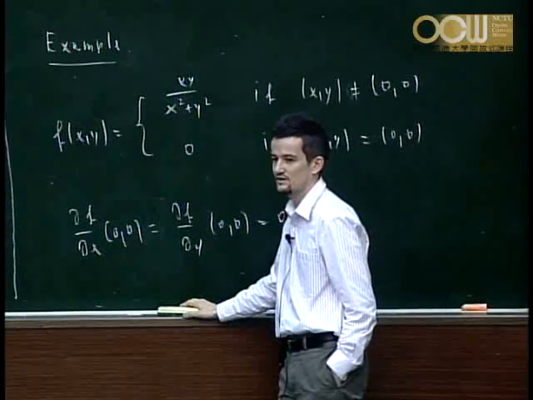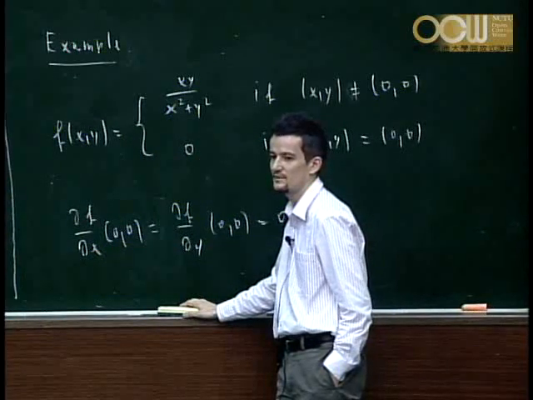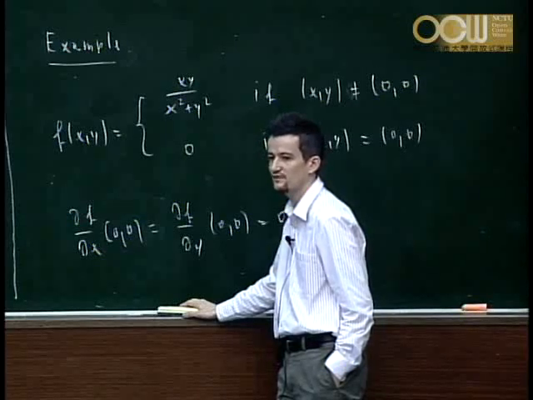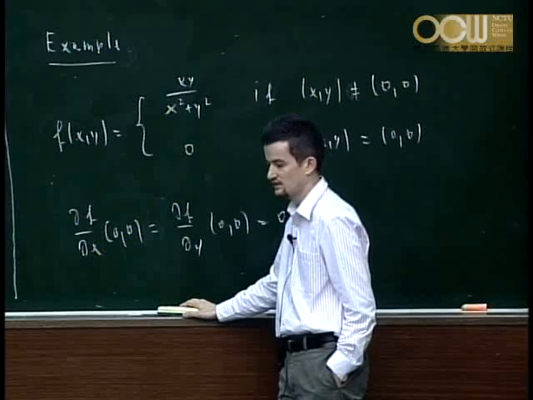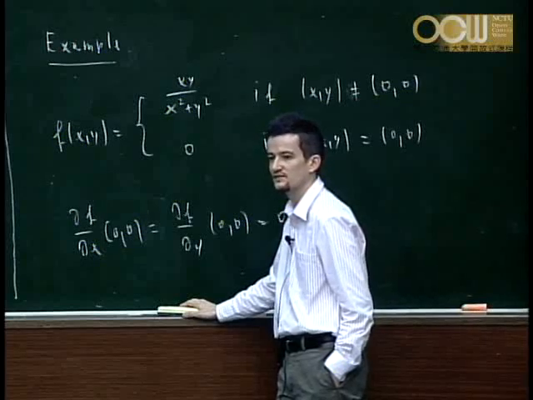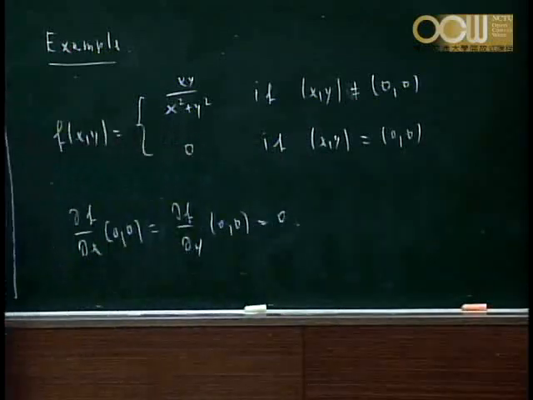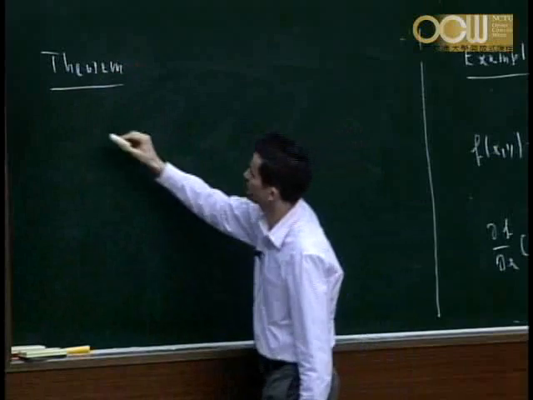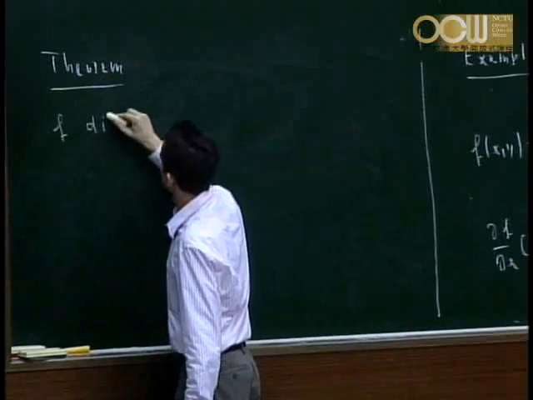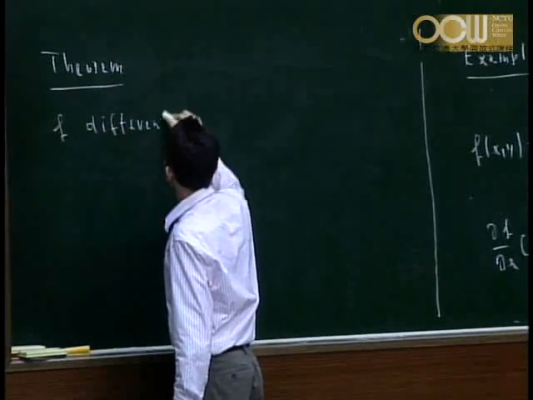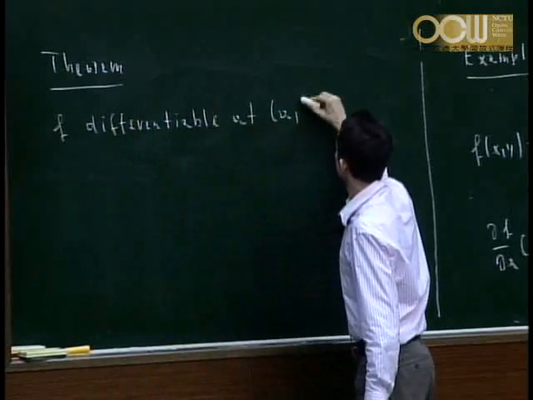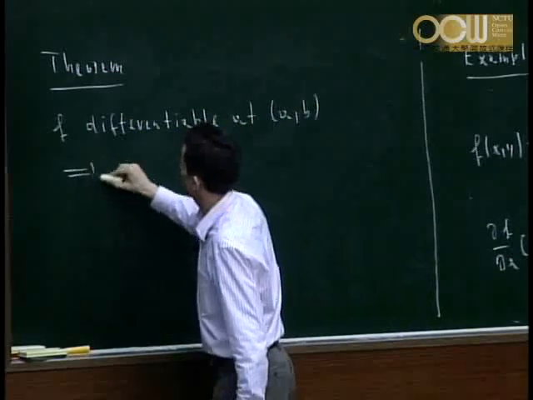So from this you might think, this should actually imply that the function is not differentiable. So we should have something like, if a function is differentiable, then the function must be continuous. So let's prove this first. If f is differentiable at (a, b), then f is continuous.